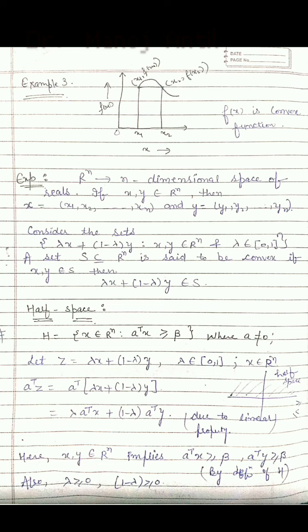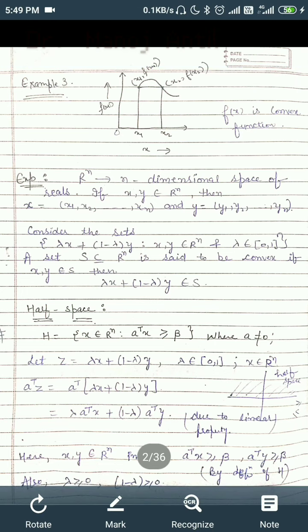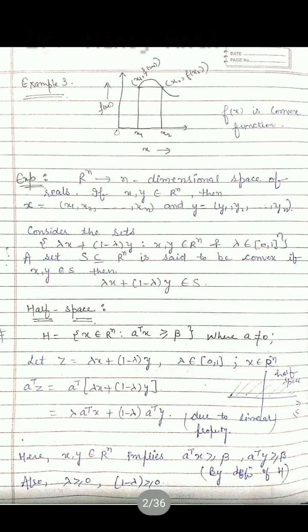We can take a particular case also, because lambda belongs to [0, 1], so we can take the value of lambda as 1 by 2. Then it becomes 1/2 x plus (1 minus 1/2) y belongs to S. Means to say, (x plus y)/2 belongs to S. That means if the mean of 2 points also belongs to the set, then we say that it is the convex set.